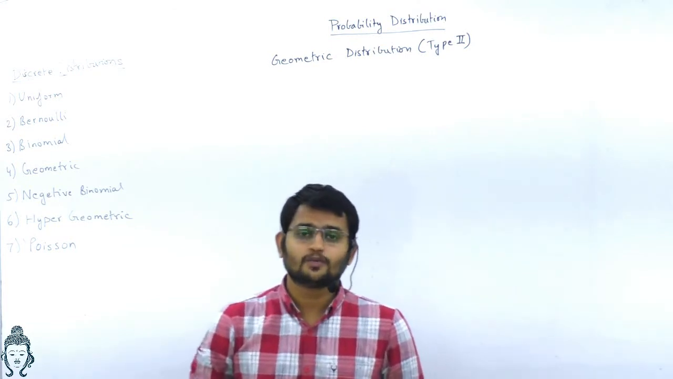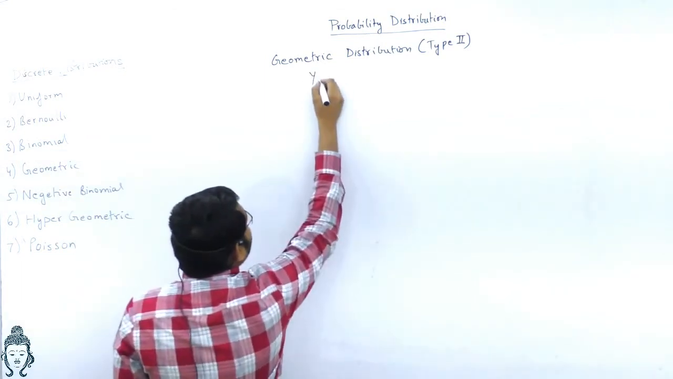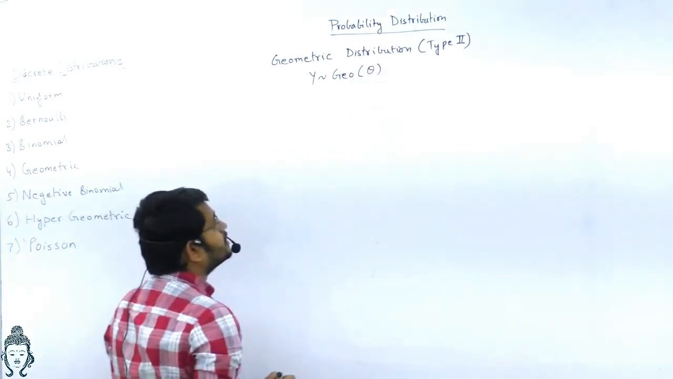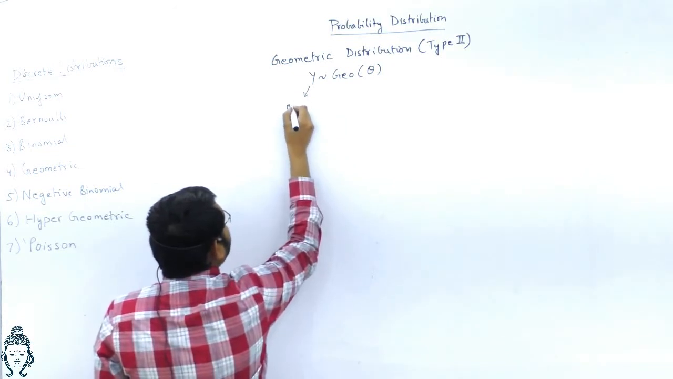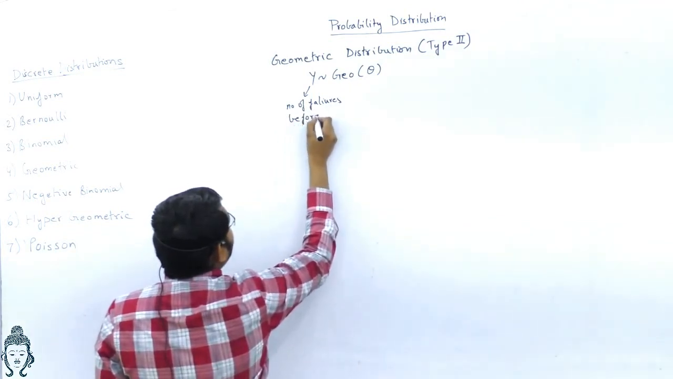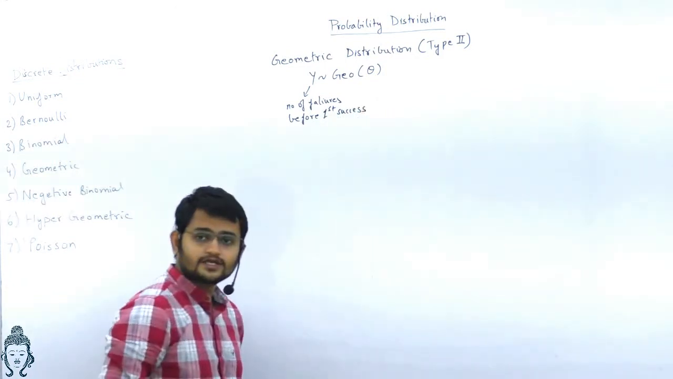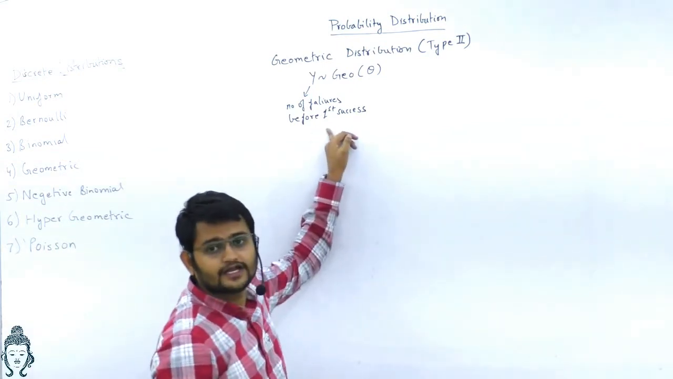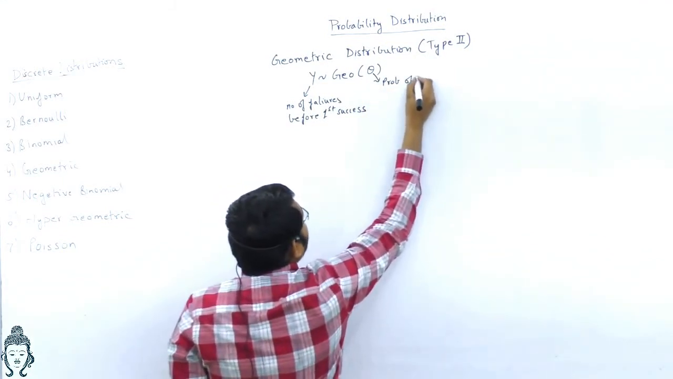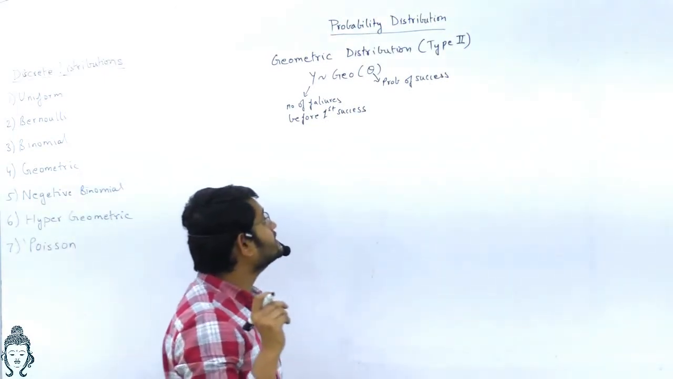Now let's talk about geometric distribution type 2. In type 2, we write, let's say we have a variable y that follows a geometric distribution with theta. Here y is nothing but the number of failures before the first success. So basically y is the number of failures before we get our first success, and theta here is still the probability of success. It is not the probability of failure, it is the probability of success.